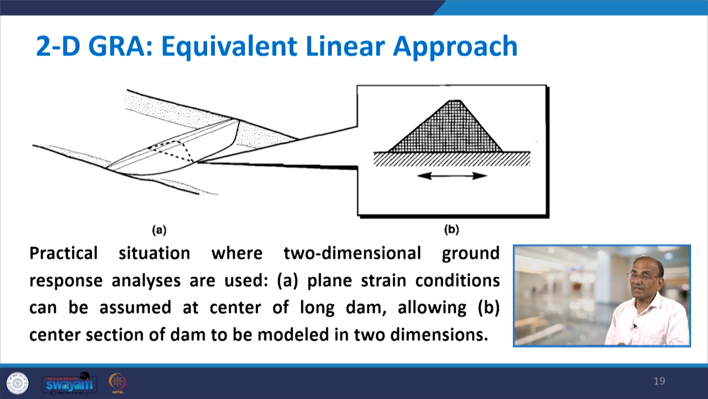This cross section can be analyzed with what we call the plane strain condition. Plane strain condition will be applied, meaning that in the second direction, beside the cross section, you have a very long dimension. This is a practical situation where 2-dimensional ground response analysis is used. So this is called plane strain conditions, which can be assumed at the center section of a long dam to be modeled in 2 dimensions.